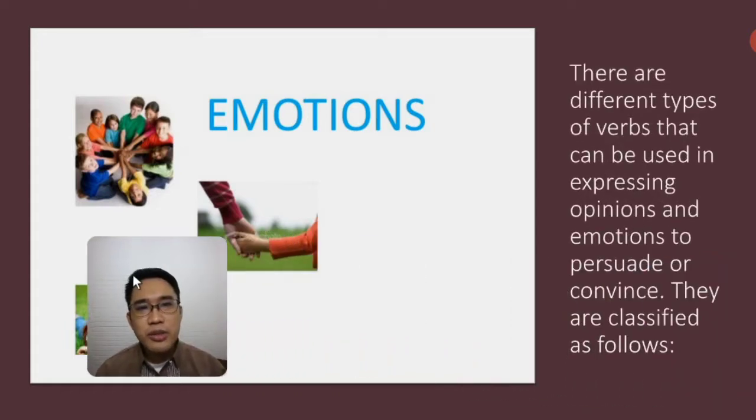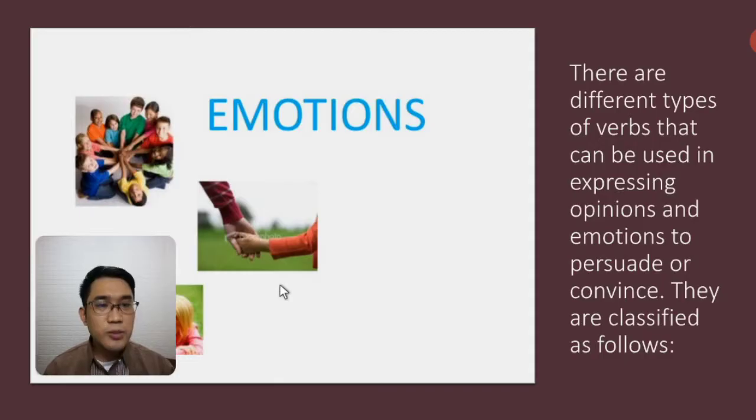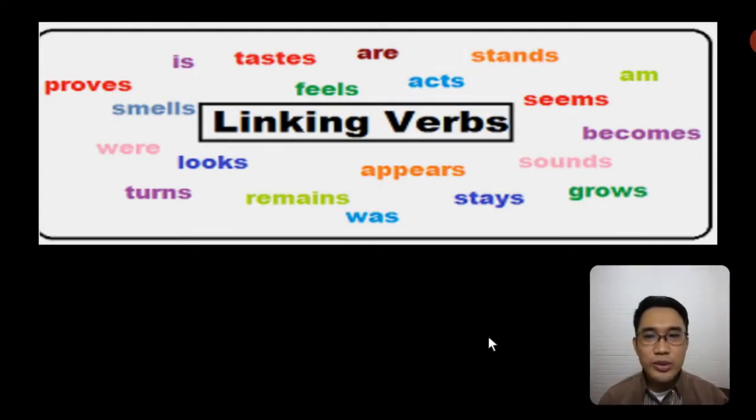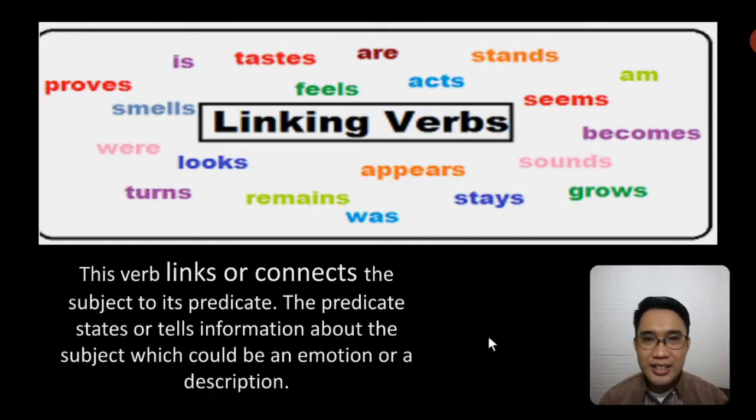There are different types of verbs that can be used in expressing opinions and emotions to persuade or convince. And the classification of those verbs are as follows. First, linking verbs. We know that linking verbs are used to connect, from the root word link or links. We use these verbs to connect the subject to its predicate. The predicate states or tells information about the subject, which could be an emotion or a description.